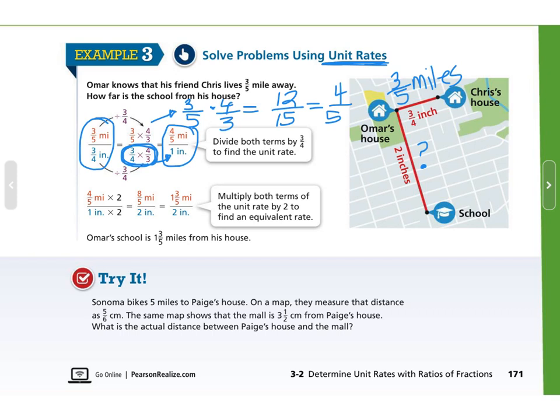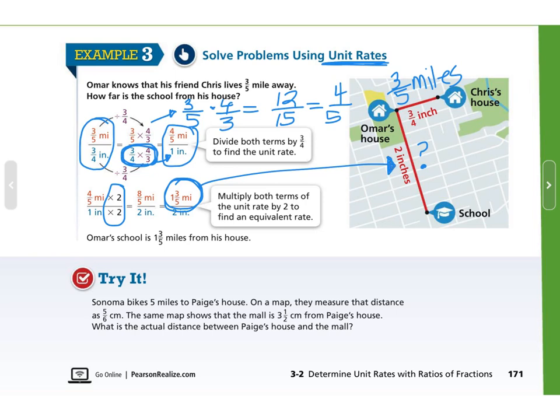So in order to find the distance between Omar's house and the school, we have to double that. We need the distance for 2 inches. So 4/5 times 2 is 8/5, and 8/5 will simplify to 1 3/5 miles. So the distance there is 1 3/5 miles in actual distance.